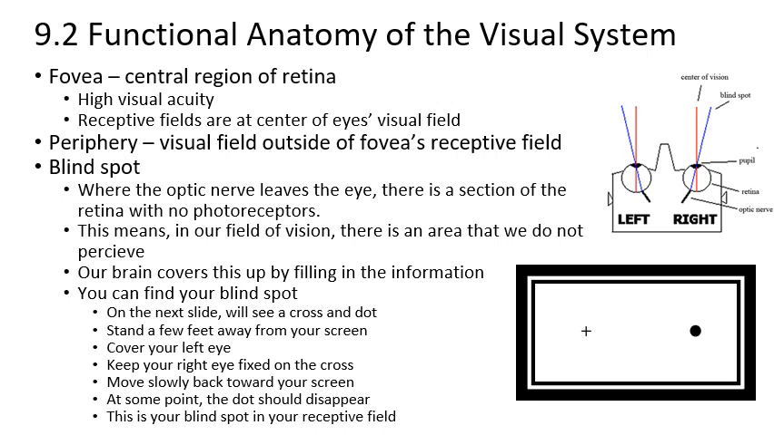But if you want proof of your blind spot, on the next slide you're going to see a cross and a dot, like this image to the right. Stand a couple feet away from your screen and cover your left eye, and then keep your right eye fixed on that cross. Move slowly back toward your screen, keeping your right eye fixed on that cross, and at some point notice in your periphery that that dot should disappear. And when that dot disappears, this is picking up on the blind spot in your receptive field.